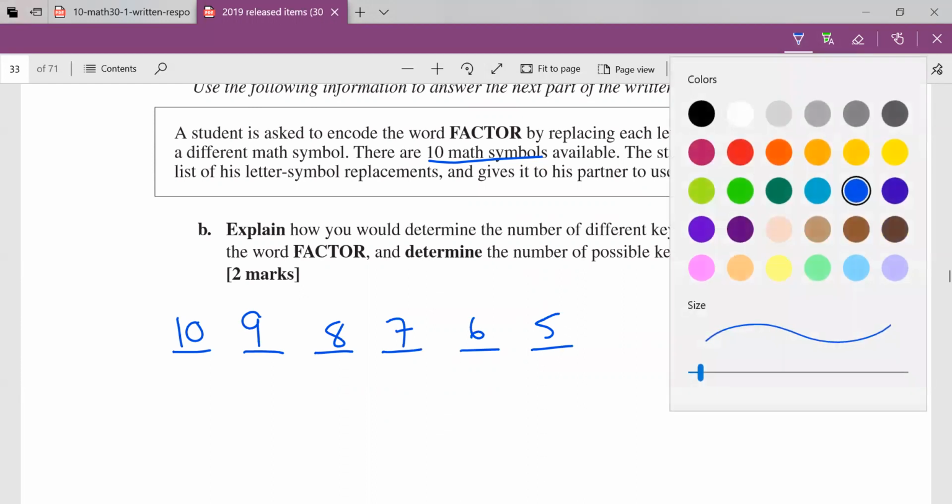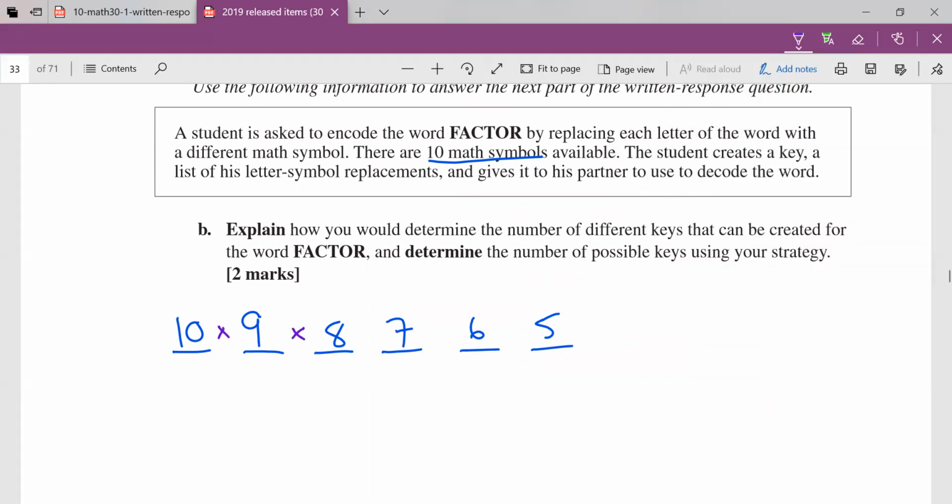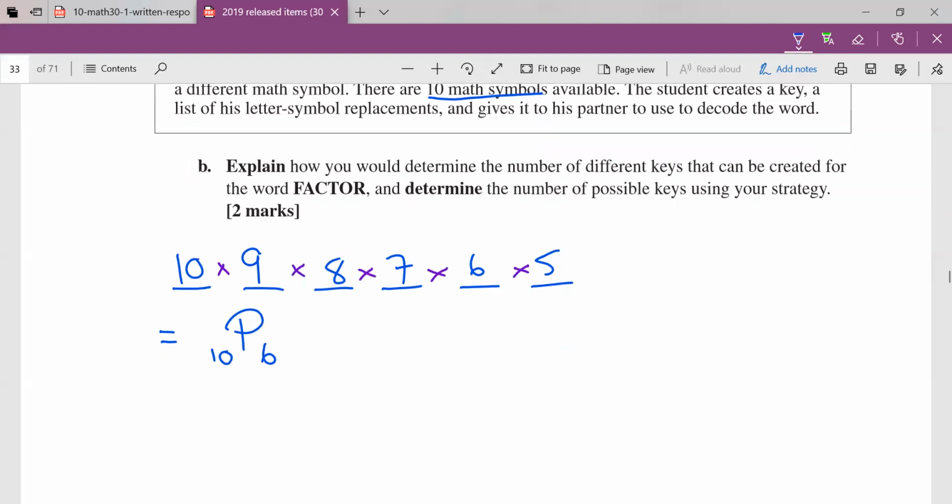Please, what's really important here is show me your operation. Communicate to me that you're multiplying these together, because it's a symbol and a symbol and a symbol, and we know that means multiply. So what is that? Well, the other way to think of this is a permutation, because order matters. There's 10 objects. We're arranging 6 of them. I pick up my calculator and put that in, and I'm going to get 151,200.